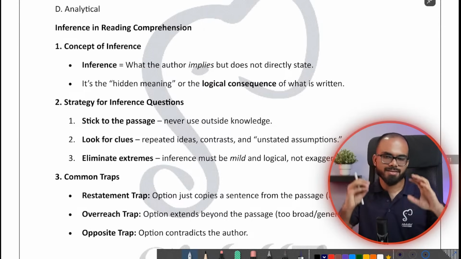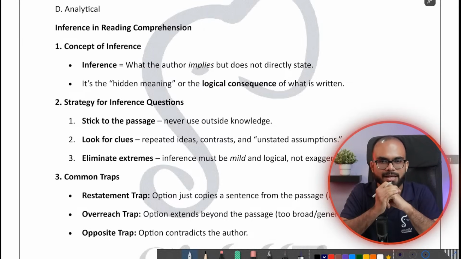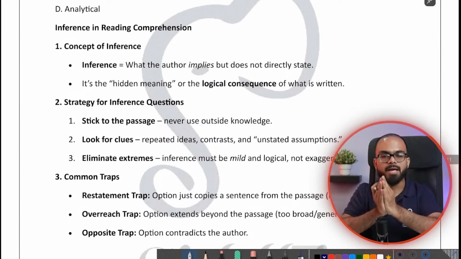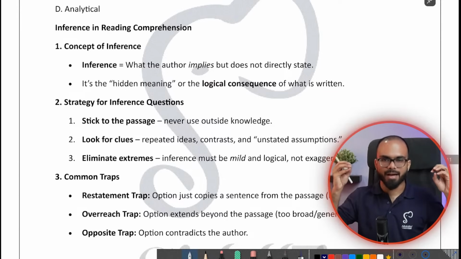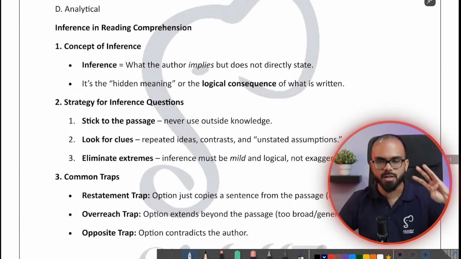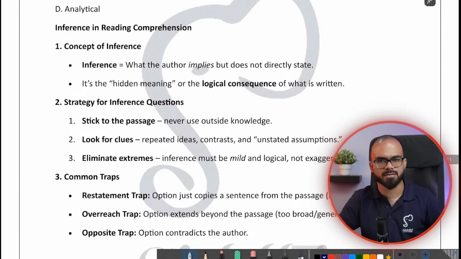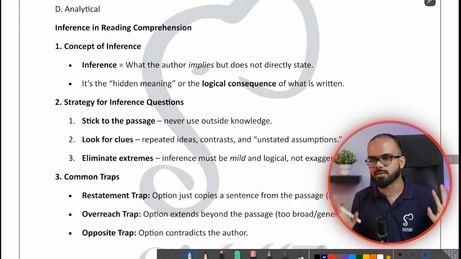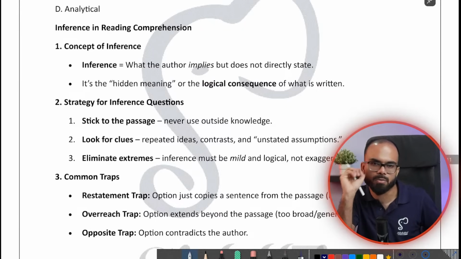Now, please understand. Inference of an RC is about what is the conclusion that you can take. When you're looking at the inferences, the most common mistake that we do is we imply our knowledge. For example, there is an RC on climate change, and the RC nowhere talks about pollution and greenhouse gas emission. The RC talks about various other factors, but it is not talking about any greenhouse emissions. But in the answer choices, they will give you greenhouse emissions, and we tend to mark it.